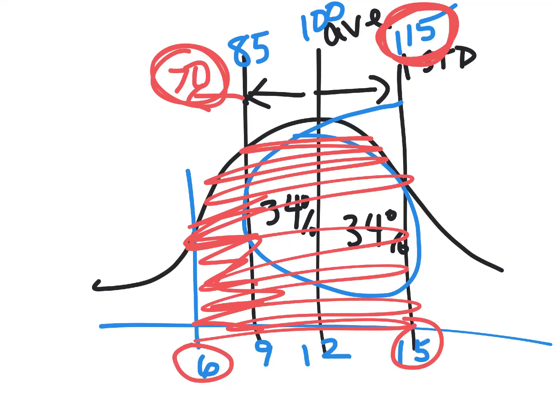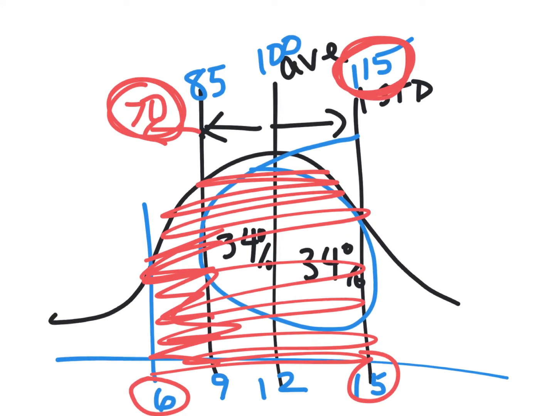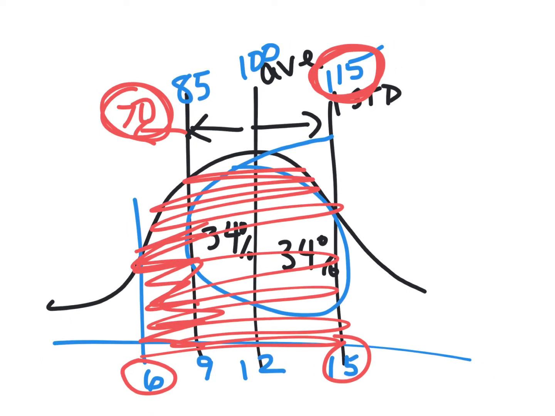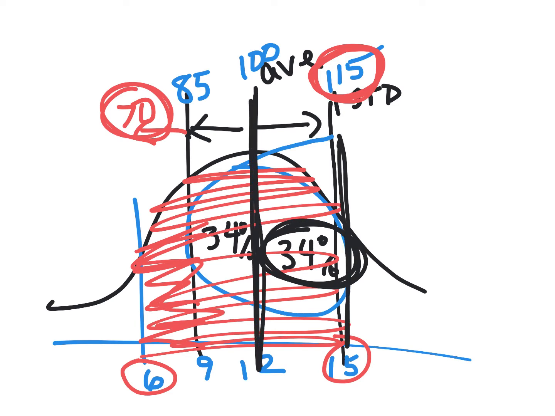So on number 23 and 22, it was just about using this chart where we know this is the percent of people that are between the average and one standard deviation above and below, okay? But this, number 24, is completely different.